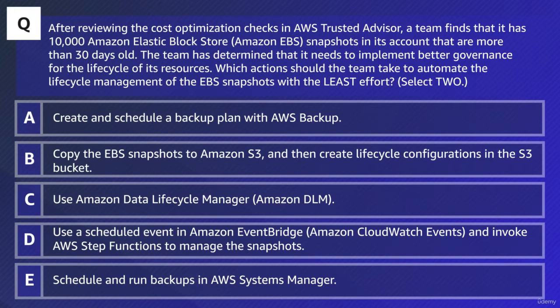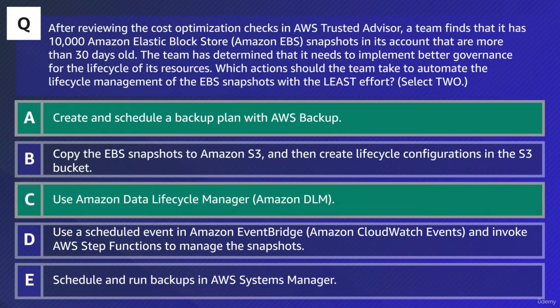Okay, you have 3 seconds before I reveal the keys. 3, 2, 1. The keys for this one are A, create and schedule a backup plan with AWS Backup, and C, use Amazon Data Lifecycle Manager.